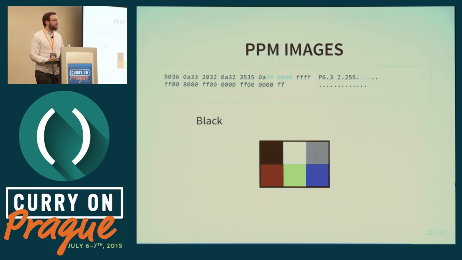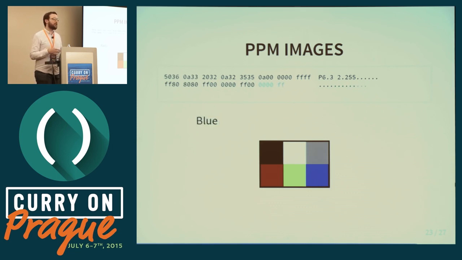And after that, you have the pixels, right? So each pixel is given as 3 bytes. So we have a black pixel, we have a white pixel, a gray pixel. All the HTML people in the room are recognizing how these look. We have a red pixel, a green pixel, and a blue pixel.